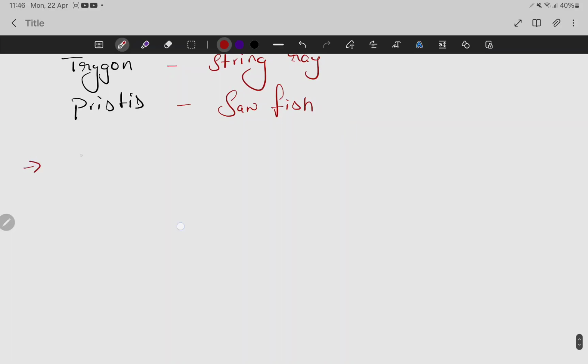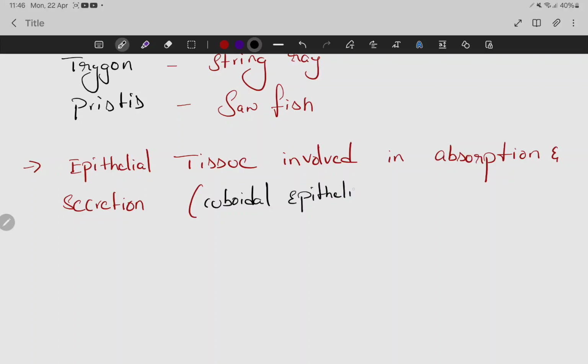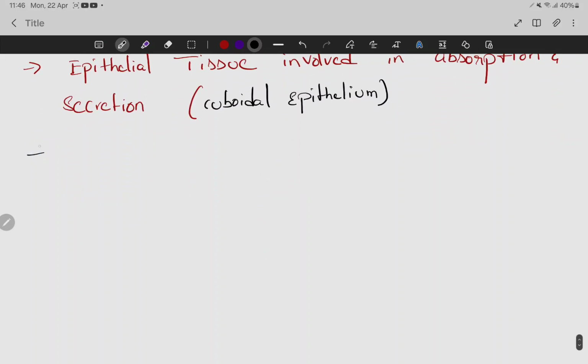Okay, next, the epithelial tissue involved in absorption and secretion. Cuboidal epithelium.